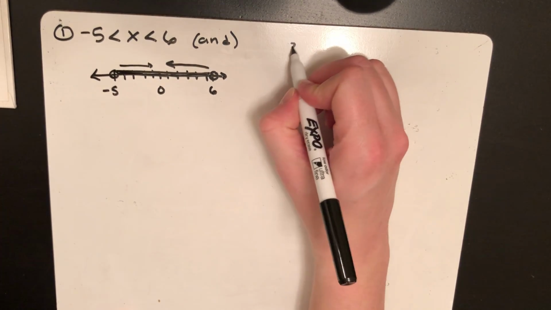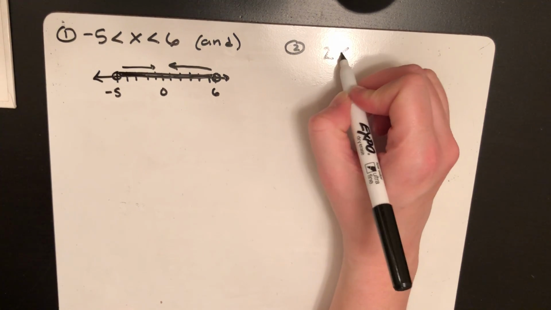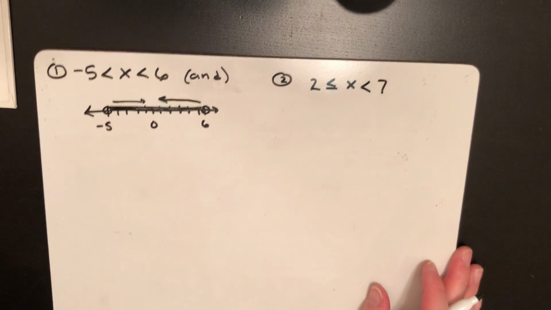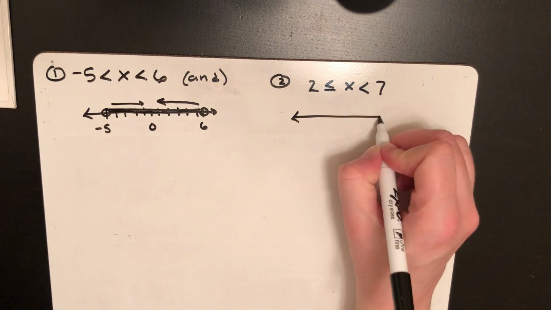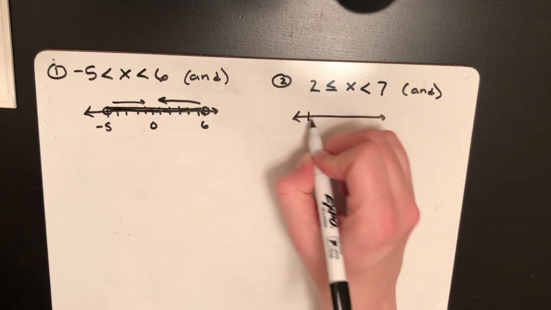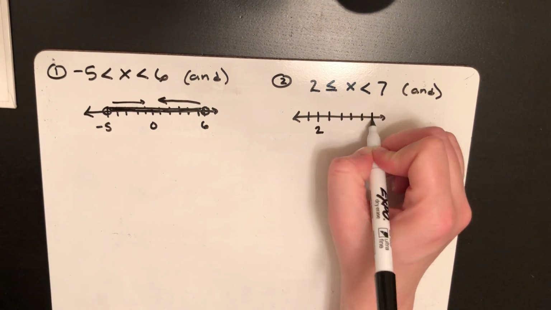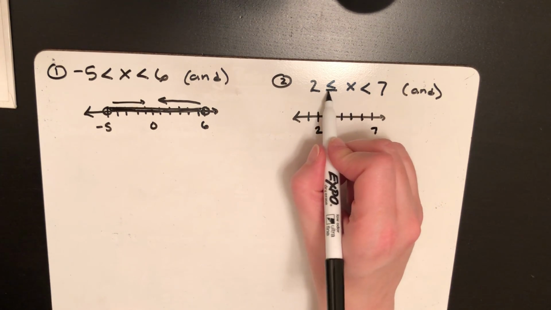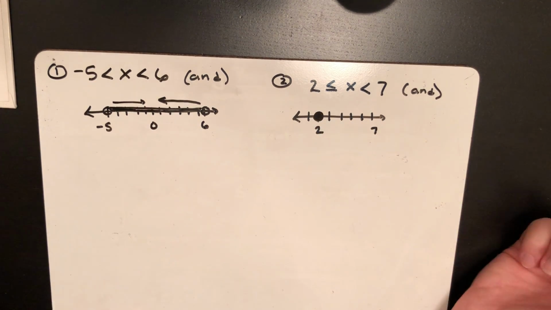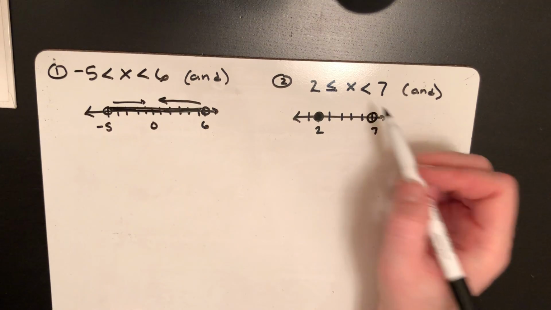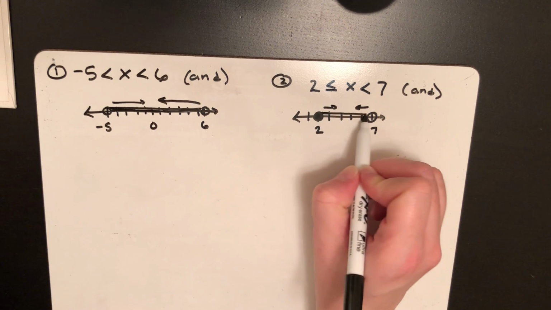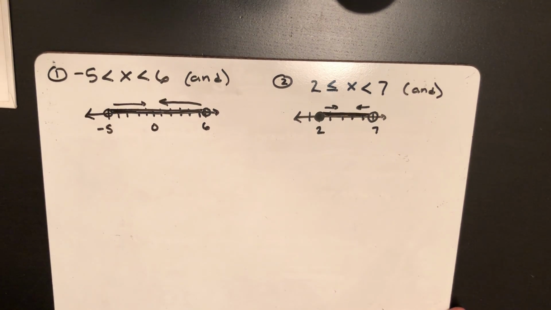Question 2. I have 2 is less than or equal to x, which is less than 7. Sorry, there's a glare on that. Again, this is an "and" because it's written as one long sentence. So I have 2, 3, 4, 5, 6, 7. If I read it from the x, x is greater than or equal to 2. So I'm going to do a closed circle there. And I also want x to be less than 7. So this is an open circle. Greater than 2 is that way, less than 7 is that way. So I'm going to shade in between them.